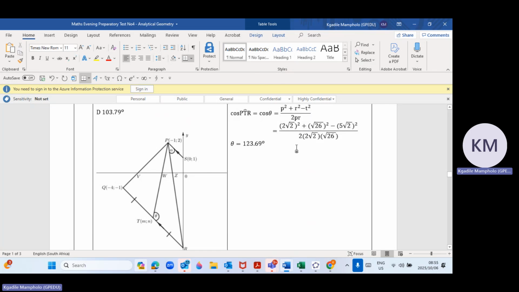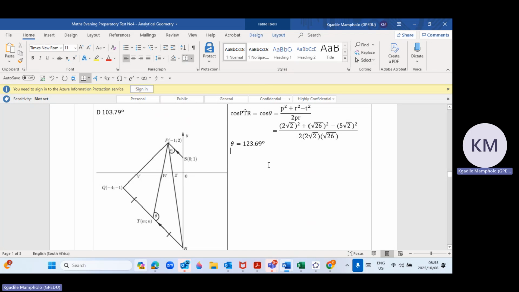It will still be fine. So then you substitute, then you say shift cos the answer you got here. Then you get the answer as one. But if you calculate this one first, don't round it off. You say you get the answer, then you say shift cos, then the answer will be 123,69. We use cosine rule.